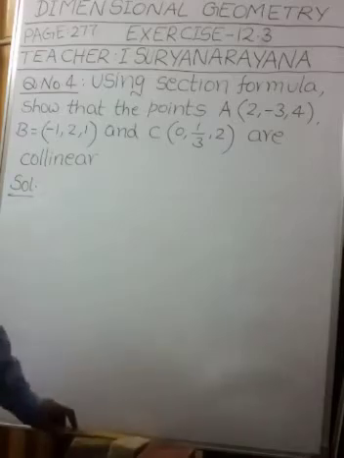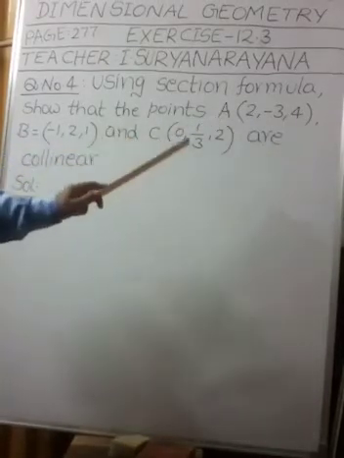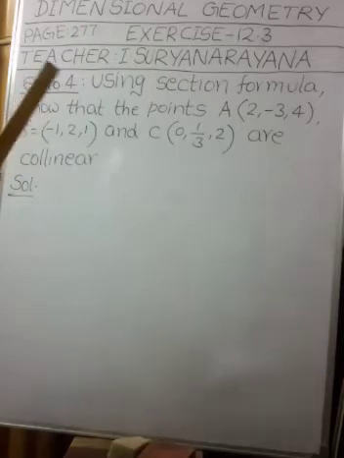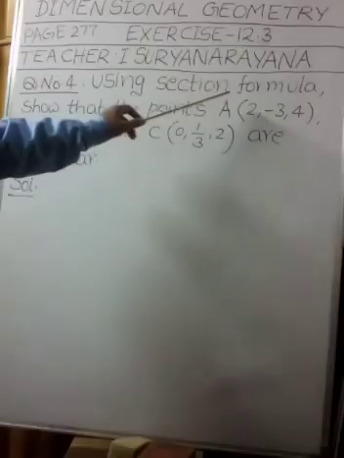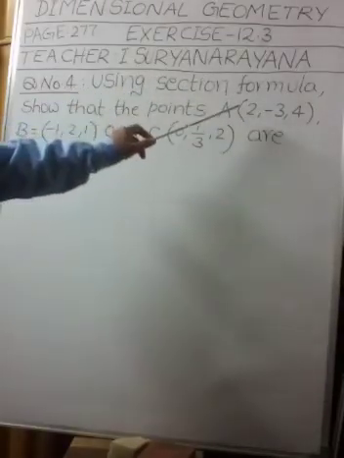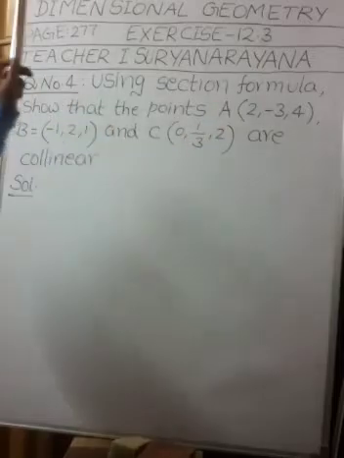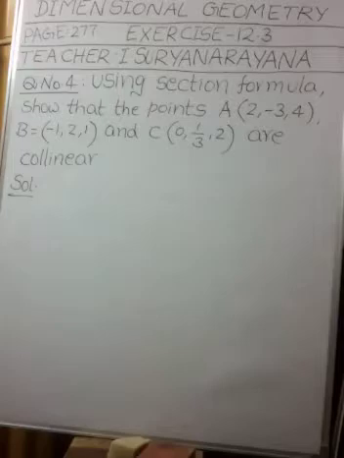Understood this question, my dear children? Here 3 points are given. We have to show that these 3 points are collinear. In the previous exercises, we proved that given 3 points are collinear by using the distance formula. Do you remember that? But here they mentioned clearly that we have to use the section formula. By using the section formula only, we have to prove these 3 points are collinear.